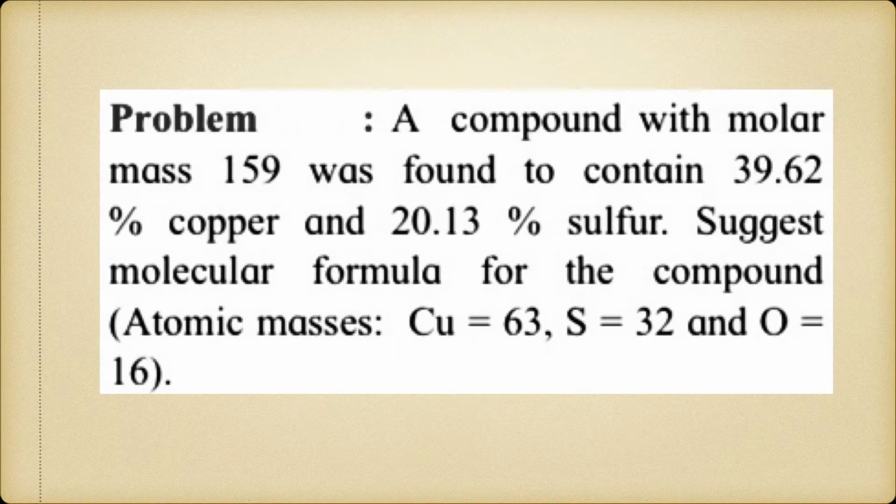First problem for today. A compound with molar mass 159 was found to contain 39.62% copper and 20.13% sulfur. Suggest the molecular formula for the compound. In brackets, the atomic masses of copper, sulfur and oxygen are given. That is, copper is 63, sulfur is 32 and oxygen is 16.